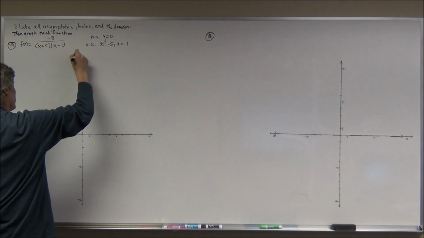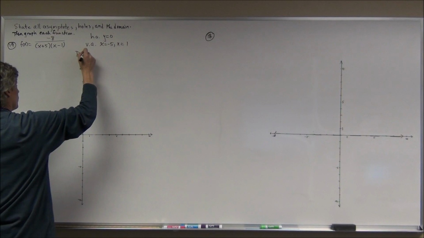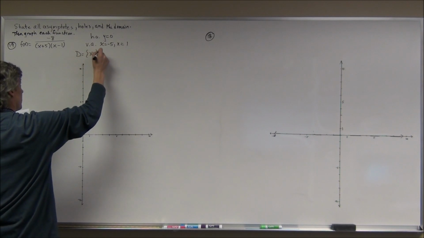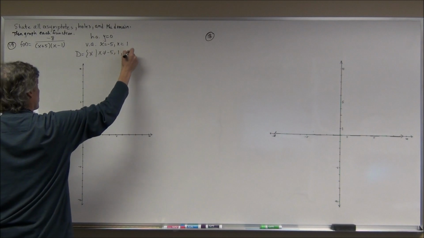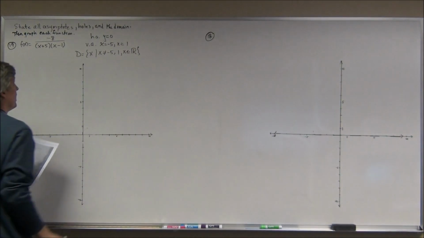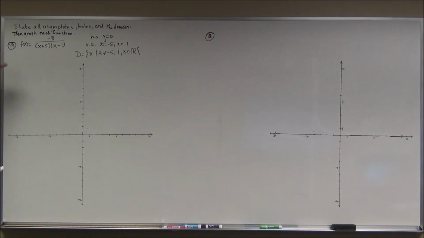My domain would be all numbers except for those, so that would be the set of all x such that x cannot equal -5 or 1, yet x is an element of the real numbers. And I think that's all the data that they want here. There are no holes in the graph because there are no values that make the numerator and the denominator 0. So now we need a graph.